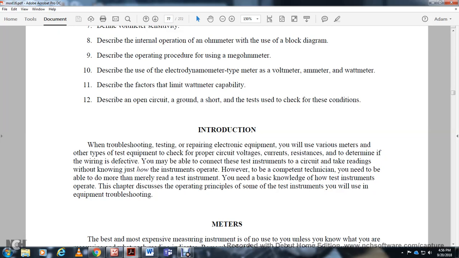What are the various meters and the other types of test equipment? You must be able to measure the proper circuit voltage, current, and resistance, and determine the effect of each, and be able to handle these steps with the instrument. In circuit test reading, you need to know how the instrument operates. To become a competent technician, you need to be able to do more than just read the test instrument. You need to know how the test instrument operates, and to discover the operating principle of some of the test instruments you will use in equipment troubleshooting.